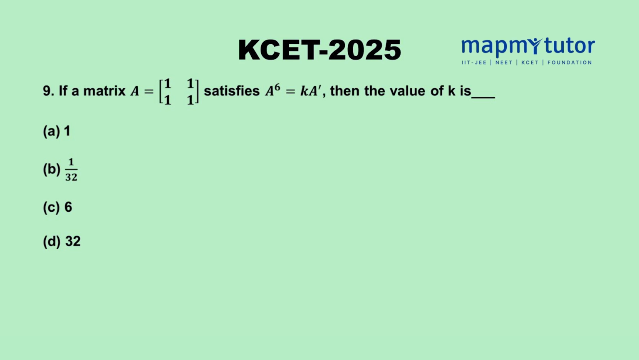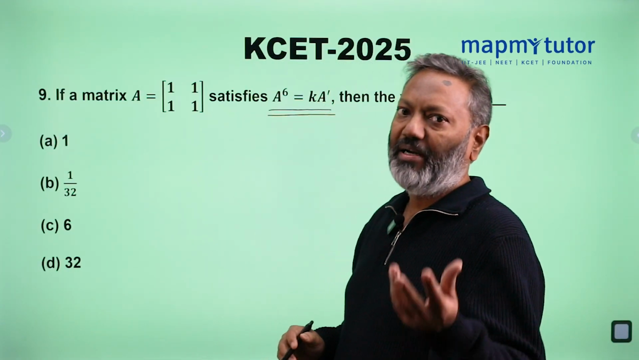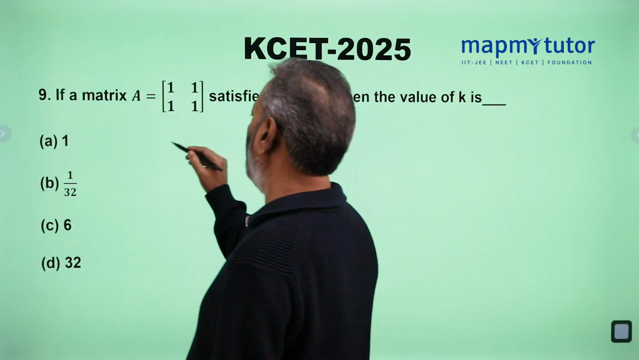Again, from matrices, A is given as 1, 1, 1, 1, and it satisfies the condition A power 6 equals K into A dash, the transpose of A. Then what is the value of K? Anyway, we cannot calculate A power 6 straight away. Therefore, what should I do?